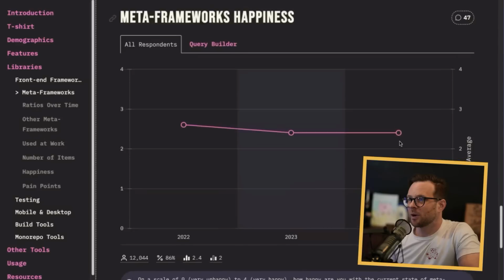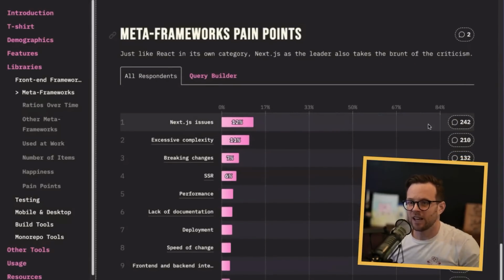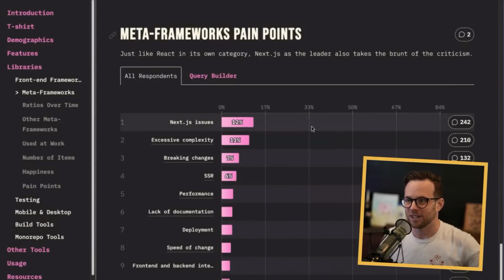Let's do meta frameworks pain points. 12% of respondents said Next.js issues. It's funny that in the other pain points, the number one was React issues. And I do wonder how many of these issues are the same thing, or because the boundaries have blurred between the two. What is a React issue? What is a Next.js issue?